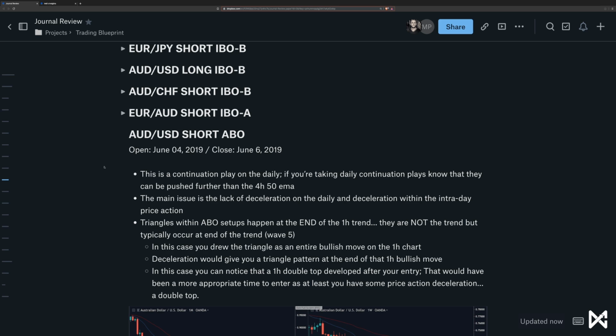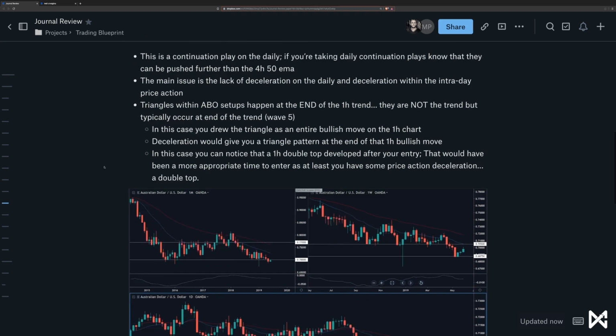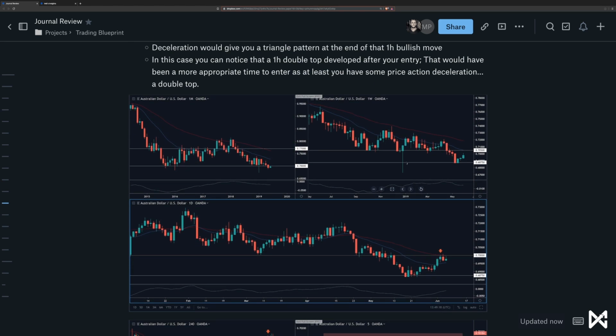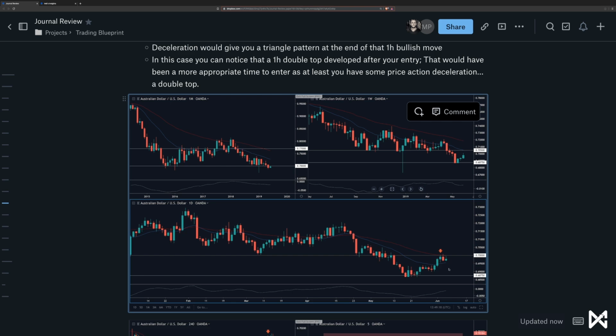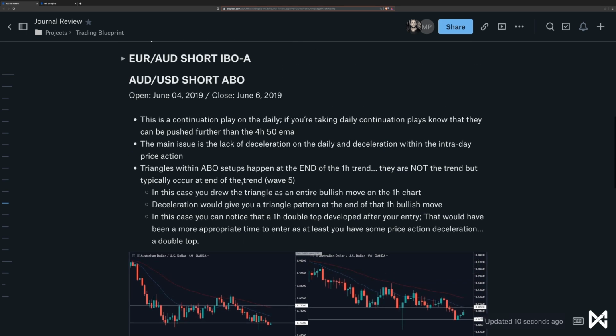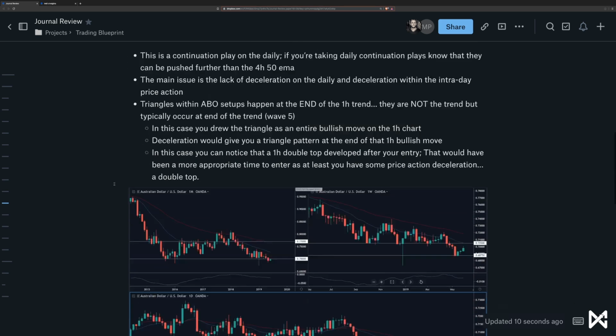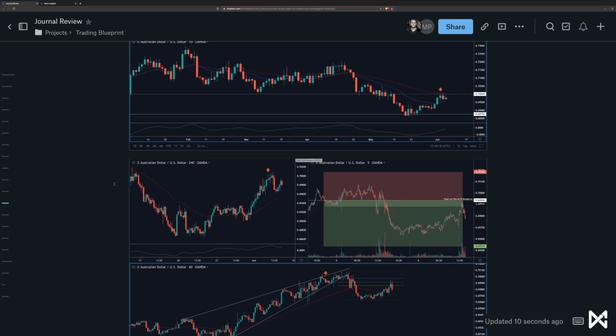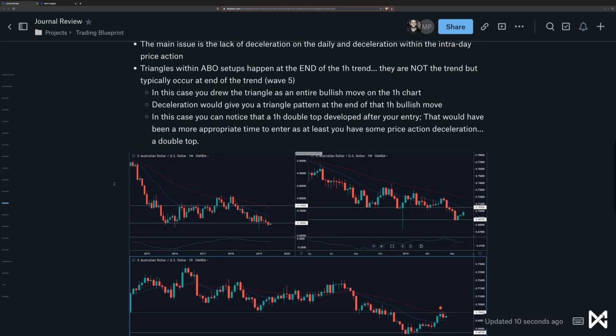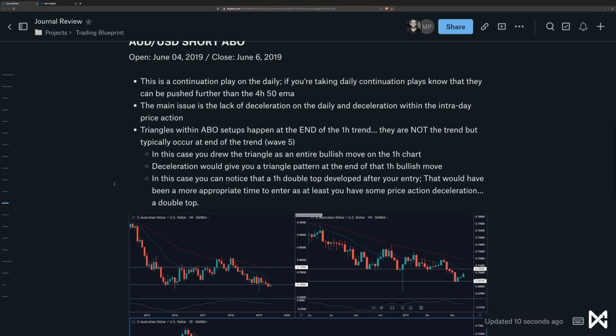So Aussie dollar short ABO. So this is an ABO continuation on a daily chart, right? So let's take a look at these points. Okay. So continuation on a daily chart. This is a continuation play on the daily. If you're taking the daily continuation plays, know that they can be pushed farther than the 4-hour 50 EMA. Right? So if it's a daily continuation, you can push it farther than the 4-hour 50.